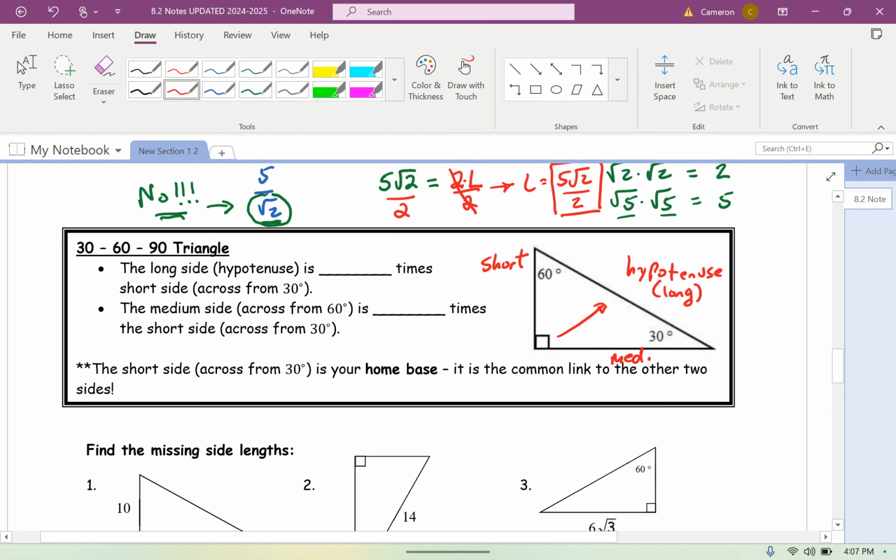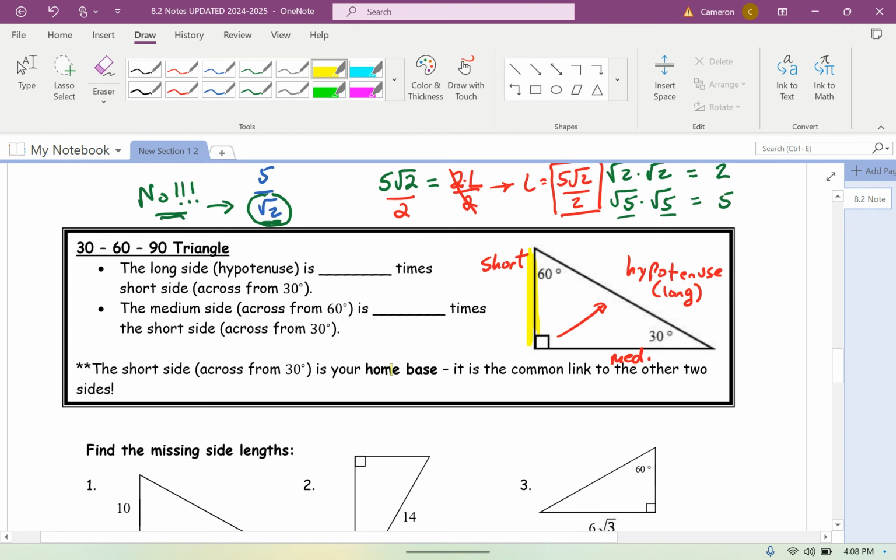Okay. And that just goes back to chapter 5. The shortest side has to be across from the smallest angle. The second shortest side has to be across from the second smallest angle. And then the biggest side has to be across from the biggest angle. We're always going to start with the side across from 30 as our short side.